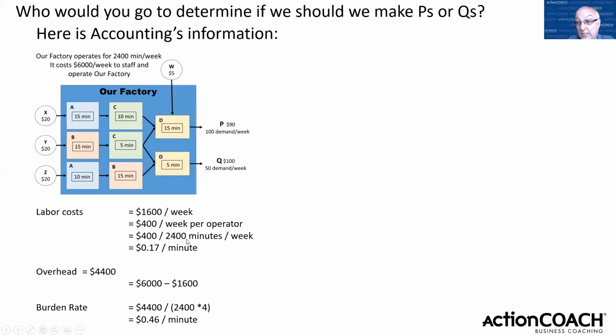So each laborer is working for 240 minutes. That equates to 17 cents a minute. So our labor cost is 17 cents a minute for all 4 employees. Now, if we have 1,600 of our 6,000 is labor, that means our overhead is 4,400. And 4,400 divided by the 240 minutes times 4 processing centers is 46 cents a minute. So we've got a labor and a burden rate.